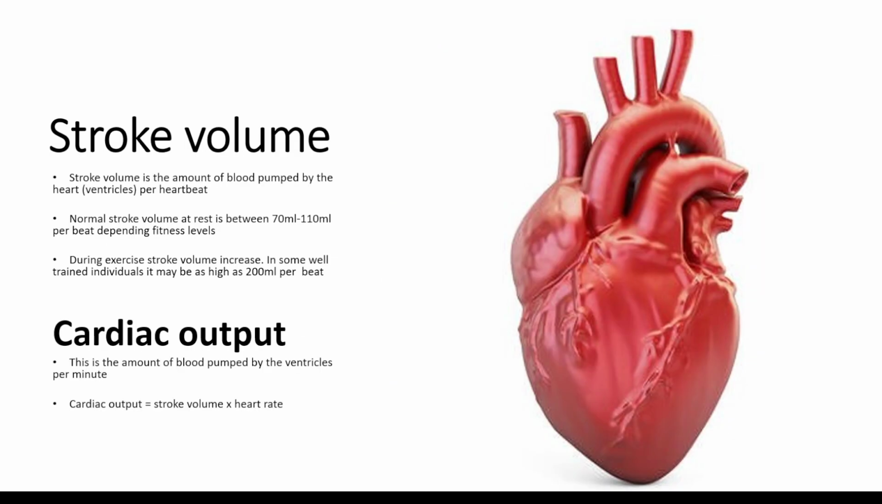And then I've got 2 more terms for you just to make a note of here. Something called stroke volume and something called cardiac output. So stroke volume refers to the amount of blood that leaves the heart every heartbeat. Cardiac output refers to the amount of blood that leaves the heart per minute. So it's just worth noting, stroke volume is per beat, cardiac output is per minute.